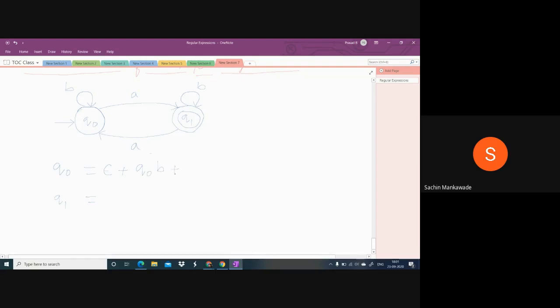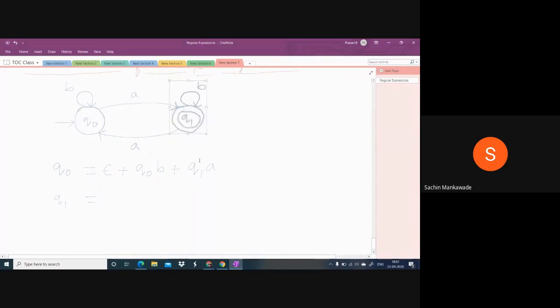symbol. Okay. Plus one more edge is coming to Q0. That is this one. This edge is coming from where? Q1. With what label? A. So that is the reason Q0 equal epsilon plus Q0 B plus Q1 A. This is from Q1 with label A. Okay? So this is the expression.